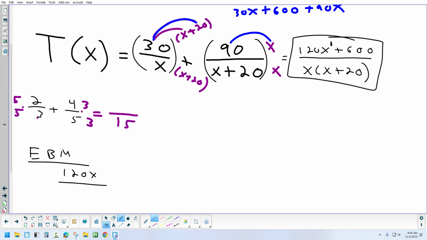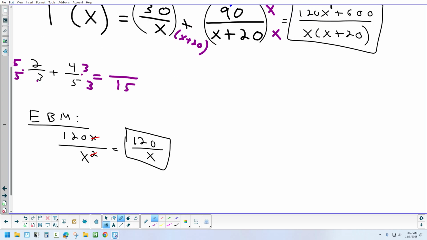So 120x over. And what's the highest degree term in the bottom? And we've got to be careful because it's not done out. So you've got to think if you did that out, it would be x squared. Yep. And then the top and the bottom both have what in common? Yes. They both have 1x in common. So you can cancel that x and that x. And your EBM is 120 over x. Okay, we did that last week.